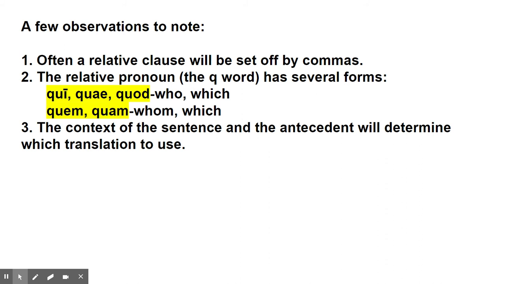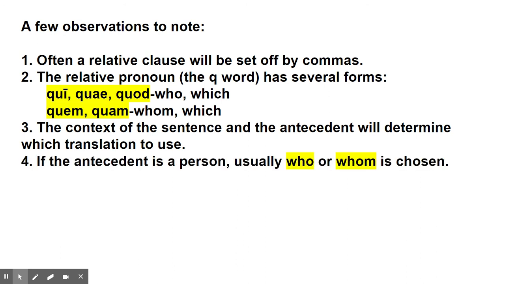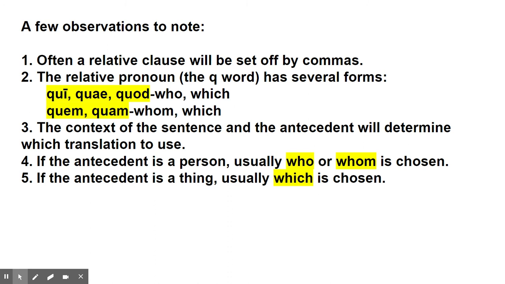So you're probably wondering, which one do I choose? Well, the context of the sentence and the antecedent will determine which translation to use. If the antecedent is a person, usually the who or whom is chosen. If the antecedent is a thing, which if you recall, we had a wagon, a thing, in one of our example sentences, which is usually chosen.